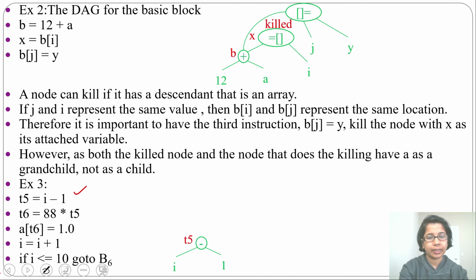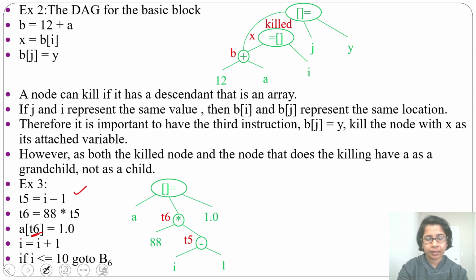Next we'll do 88 multiplication T5. T5 is already there, we'll just add one node 88 and another node for multiplication. For multiplication, 88 will be the left child and T5 will be its right child, and we'll add a label T6. Next, A of T6 equal to 1.0. T6 is already there. We'll create another node for A, then another node for start bracket, end bracket and equal. It has 3 children: the first child will be A, the second child will be T6, another child will be 1.0.